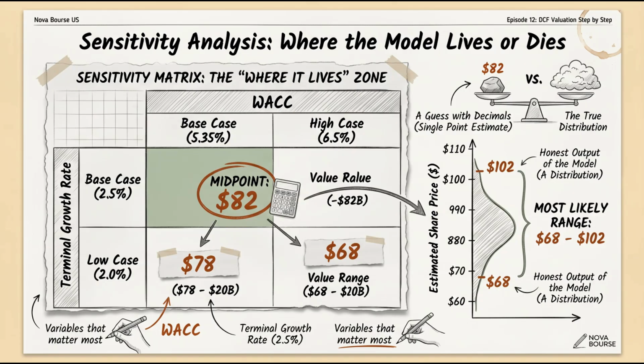The variables that matter most are the WACC and the terminal growth rate. If we raise the WACC to 6.5%, our share price estimate drops to $68. If we lower it to 4.5%, the price jumps to $102. Similarly, changing the growth rate by just 0.5% shifts our value by several dollars per share. That range of $68 to $102 is the honest output of our model. The $82 figure is just the midpoint of a distribution.